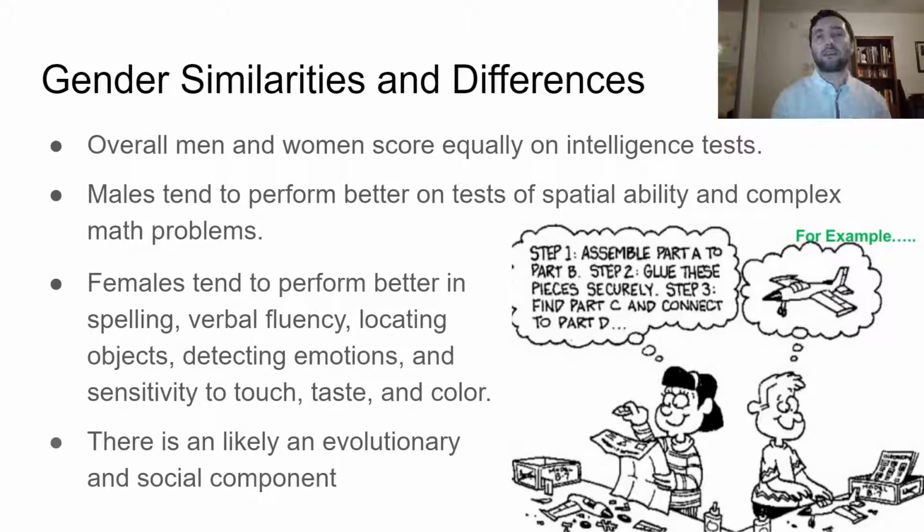Where if as a young kid I'm role playing and I'm playing house or playing teacher, right? Those are things that are going to build my ability to speak, build my spelling, build my fluency. So there's differences in social components that might be, and again, we don't know for sure, but might be leading to these differences that we see.